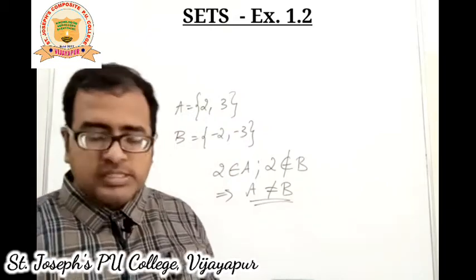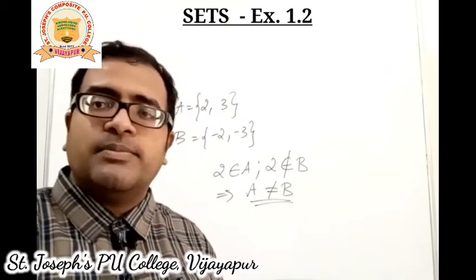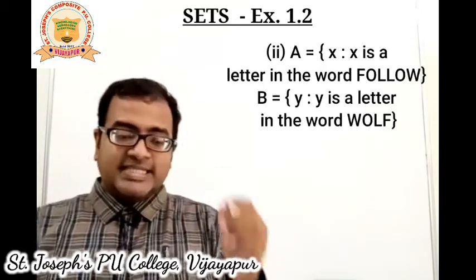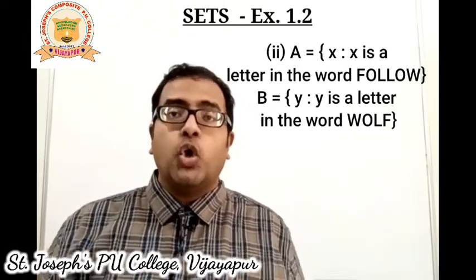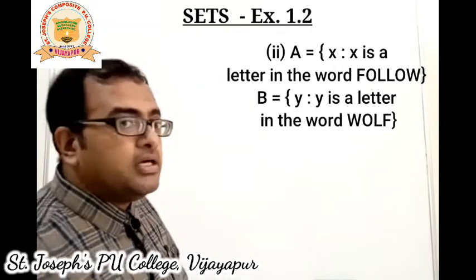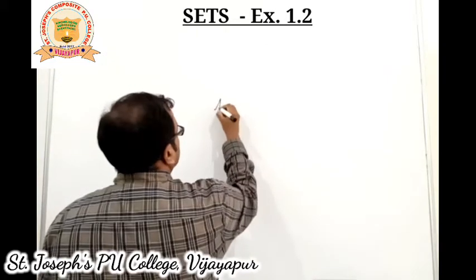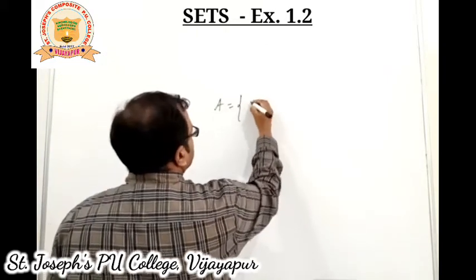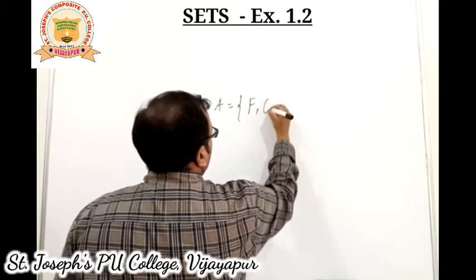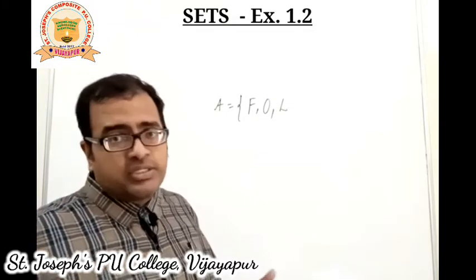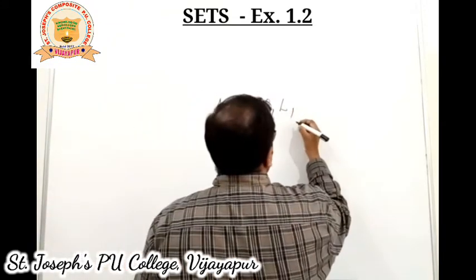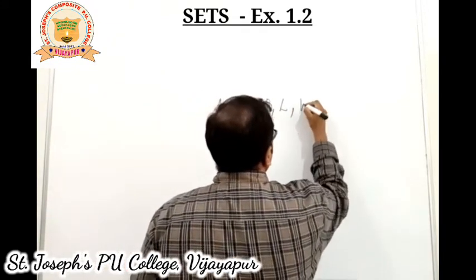Okay? Right. Let's go for the second sub question. It says that set A is a set of all x such that x is a letter in the word follow. So, if I write it in the roster form, it is as follows. A is equal to, follow is made up of F, O, L, another L is there, but I will not be writing it because repetition is not required. Then again O is already written, then W.